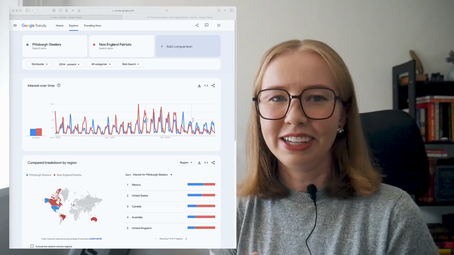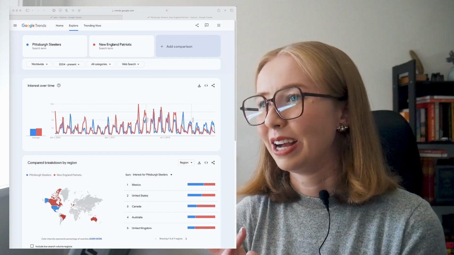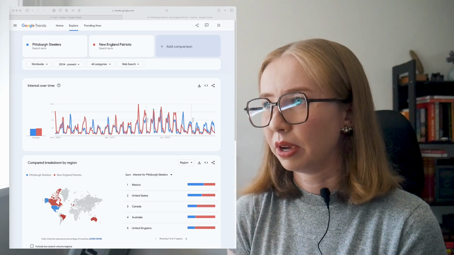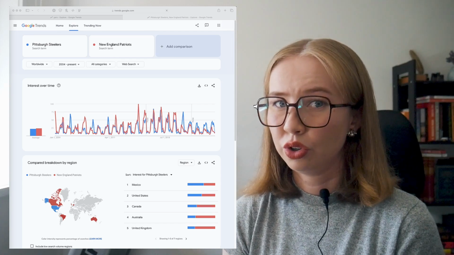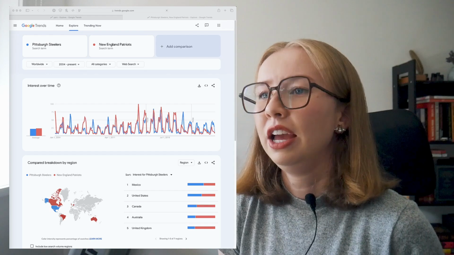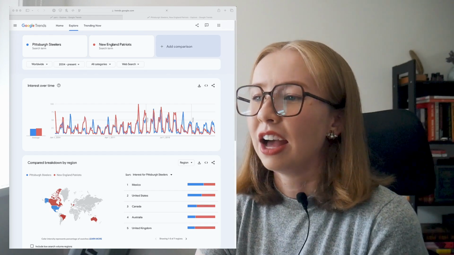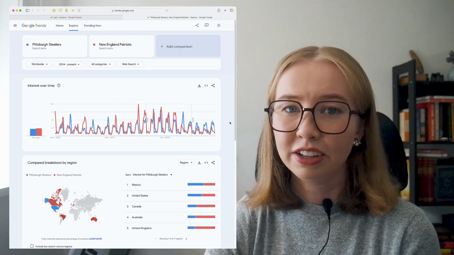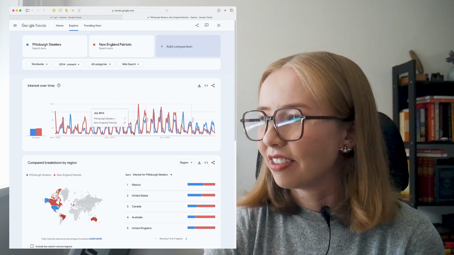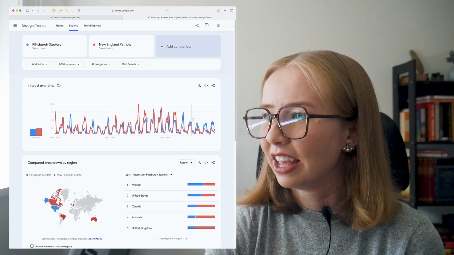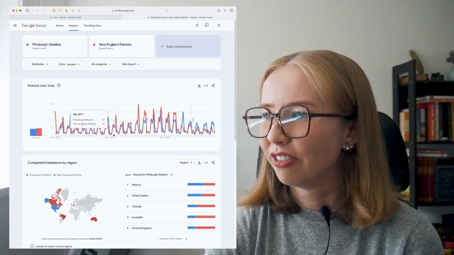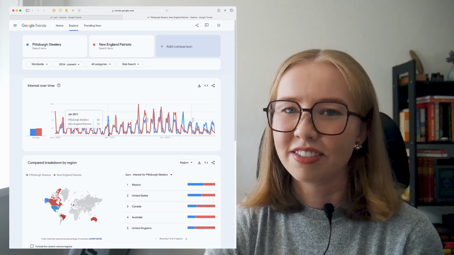For example, and I really hate to use a sports metaphor, if I compare the Pittsburgh Steelers and the New England Patriots, which are two of America's biggest gridiron or American football teams, you can see how their interest compares over time. I really don't know anything about American football, but looking at this graph, I would guess that in around maybe January of every year, there's some sort of final.